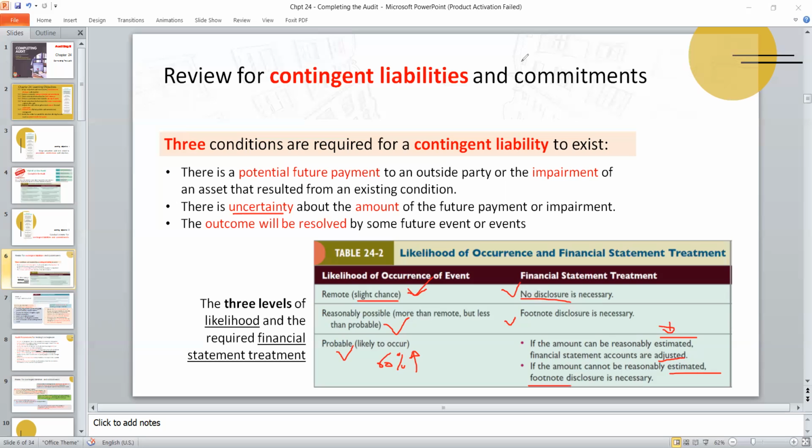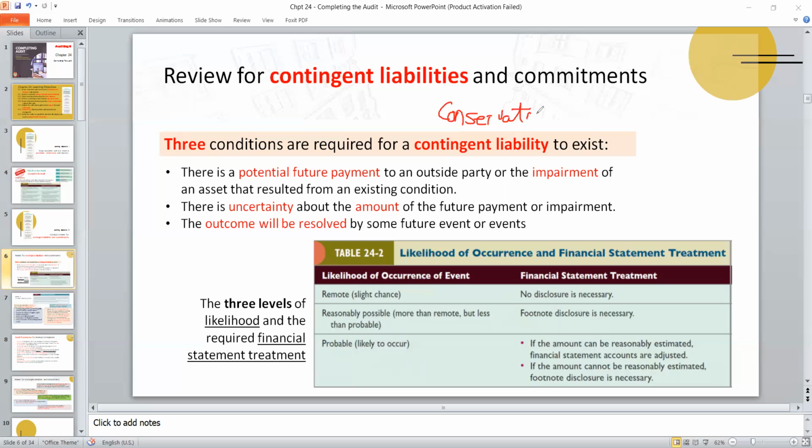Okay, that's for the contingent liability. In simple terms, it is what kind of liability I will have in the future. What liability will happen in the future. This is closely related to the principle of accounting called conservatism, if you still remember.